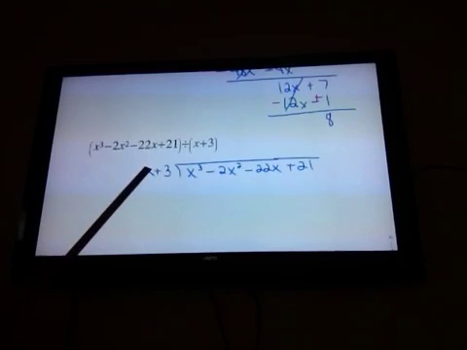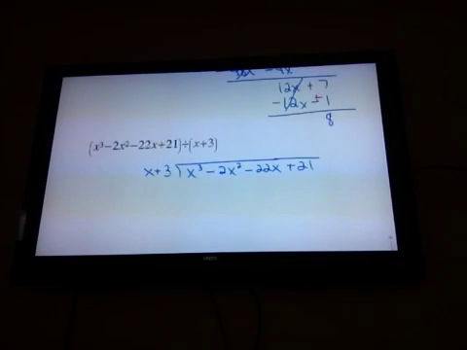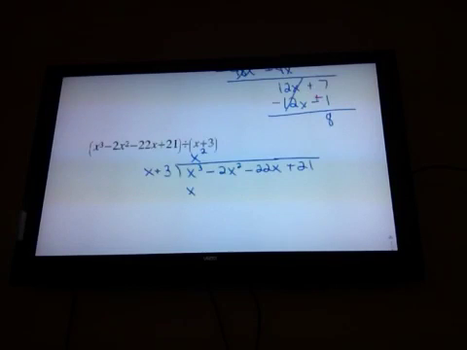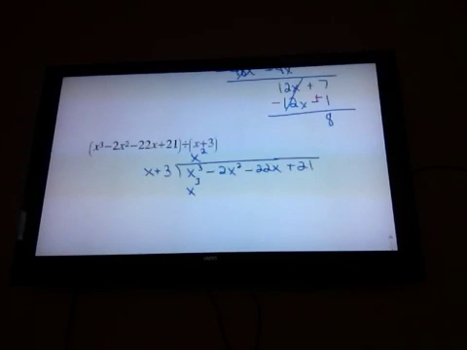Okay, so we divide x into x to the third. Or x times what is x to the third? X times what gives me x cubed? Tabo spoke for you: x to the second power. So then we multiply through. X to the second times x is x to the third. X to the second times positive 3 is a positive 3x squared.